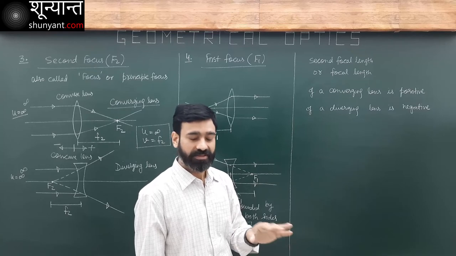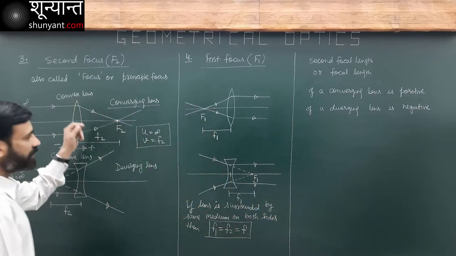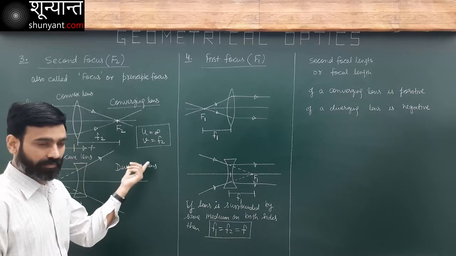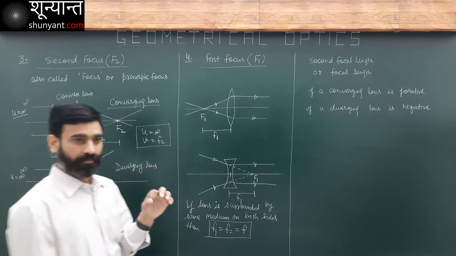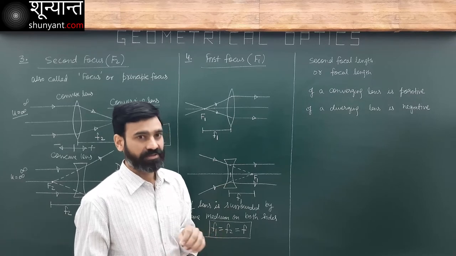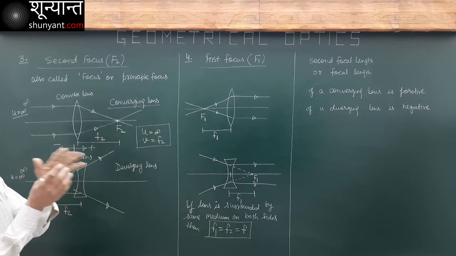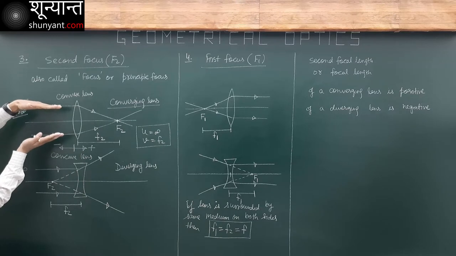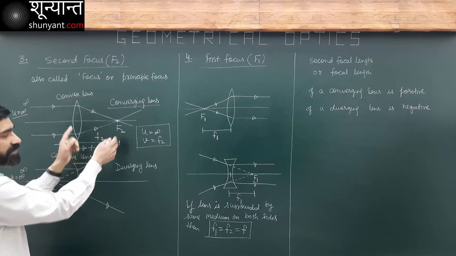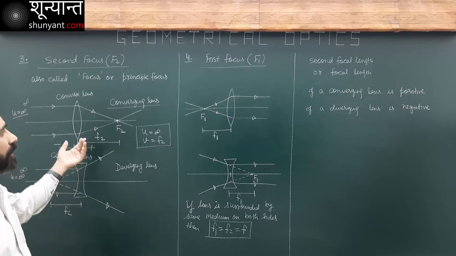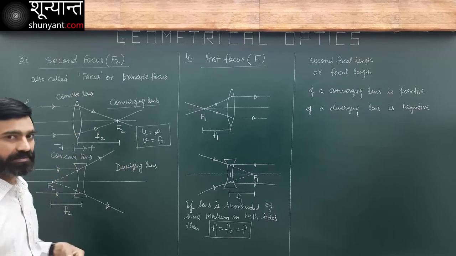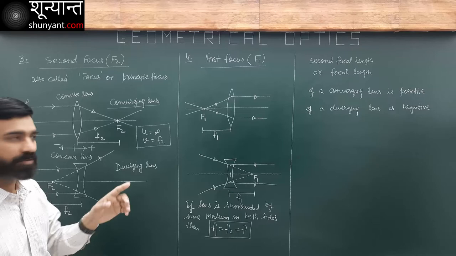No, it is not necessary, because a convex lens can become diverging also. A concave lens can become converging also. Okay. I am not saying convex and concave, I am saying converging and diverging. So if I have a lens which is converging, that means the light ray is converging at some point. In that case, the focal length, the second focal length or simply the focal length, is going to be positive always, no matter whether it is a convex lens or a concave lens. Converging lens, always positive.